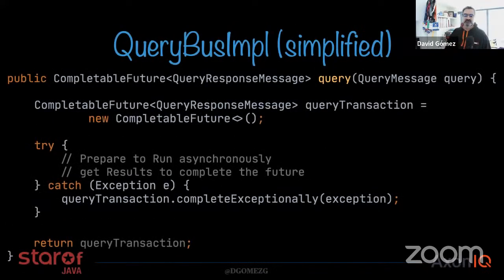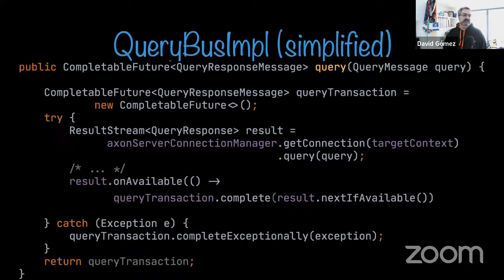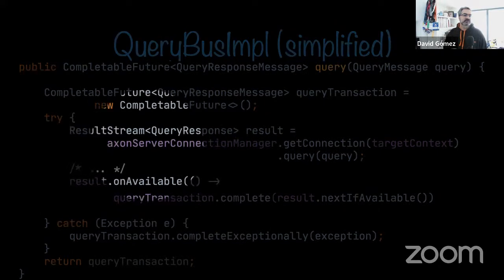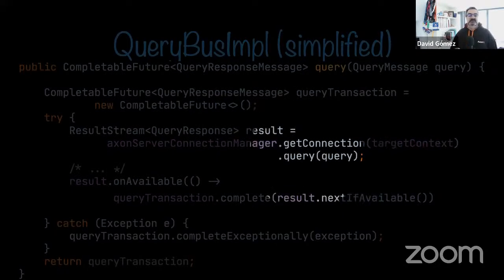During processing this query, which means putting it on the bus and then getting a response or invoking the handler, if we have some kind of exception, like connecting to the Axon Server, we will complete the completable future exceptionally to let the user know that there has been an error. And basically here is how we are processing. In this case, we are using the Axon Server connection manager to connect to the server, to the query bus implementation, and put this message into the server.